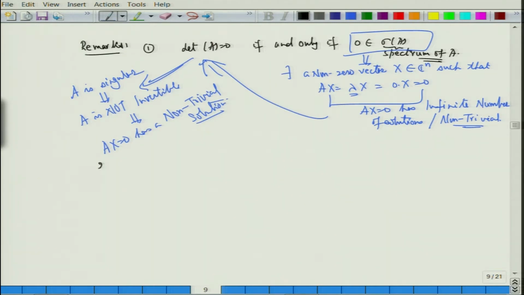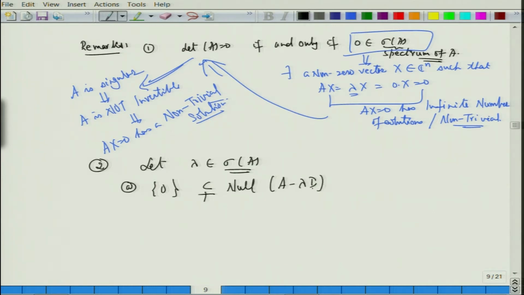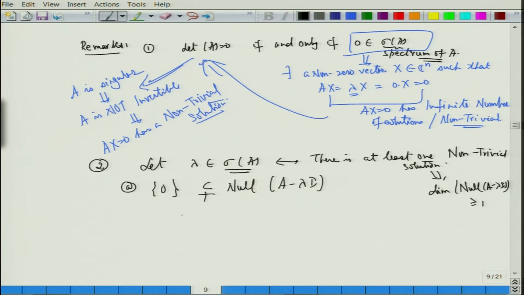Remark 2. Let lambda belong to sigma of A, the spectrum of A. Then the vector 0 is properly contained in the null space of A minus lambda I, because there is at least one non-trivial solution, and this will imply that the dimension of the null space of A minus lambda I will be greater than or equal to 1.